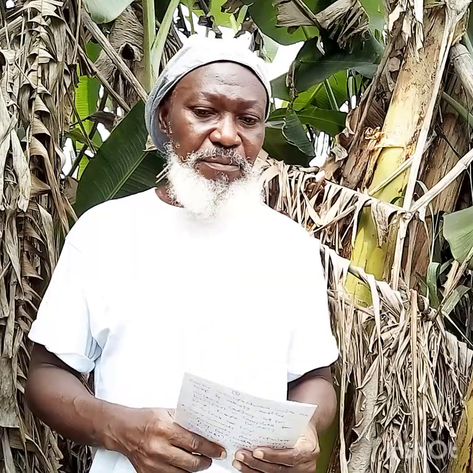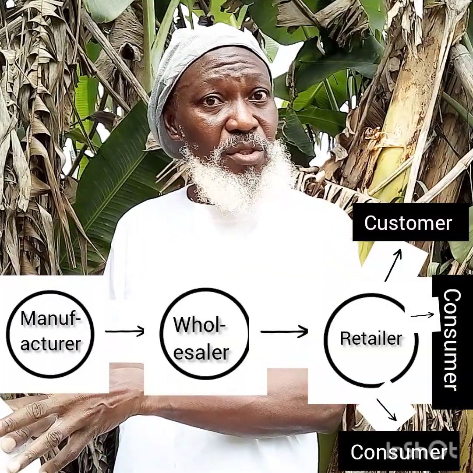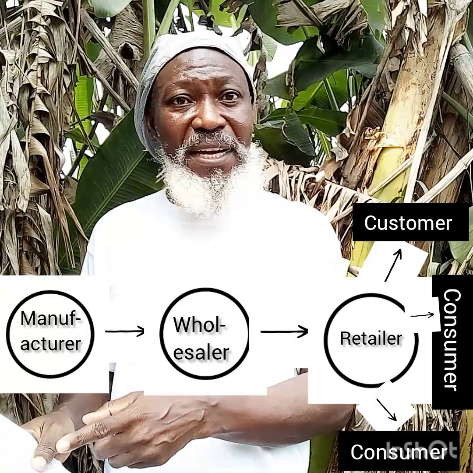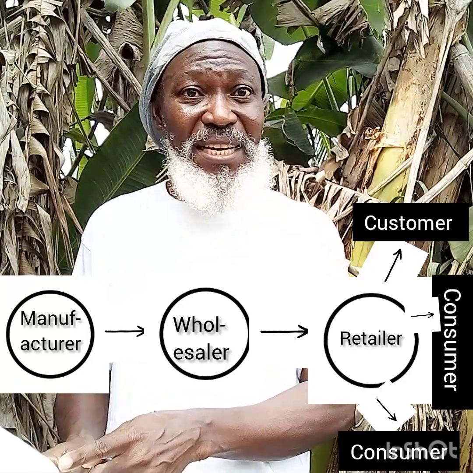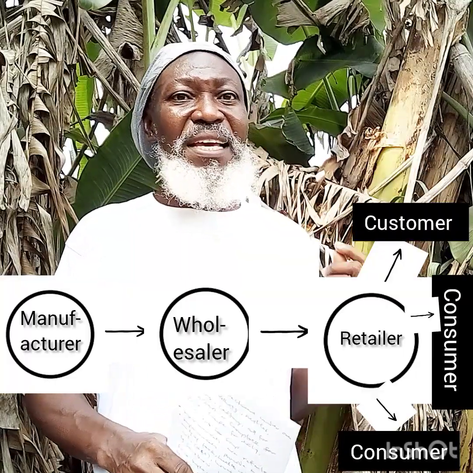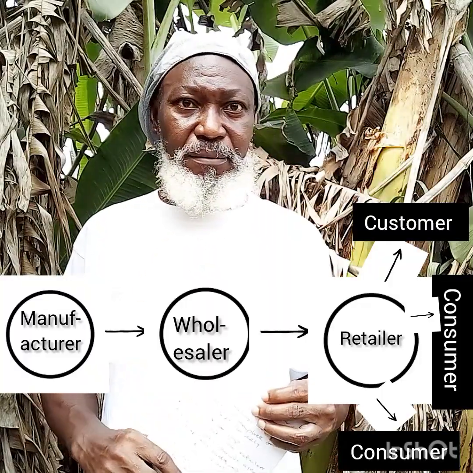Okay. So then the manufacturer, more often than not, does not deal directly with the customer. So the link between the manufacturer and the consumer or the customer is the retailer. And in between that, we have a wholesaler. So look at the chain very well. The manufacturer meets the needs of the wholesaler, who is the middleman. Then the wholesaler meets the needs of the retailer. The retailer meets the needs of the end user, that's the consumer.